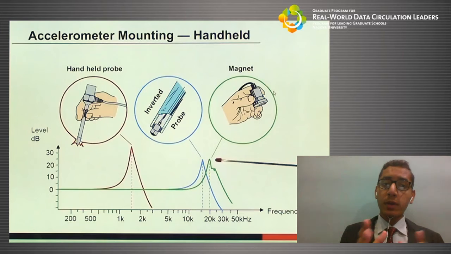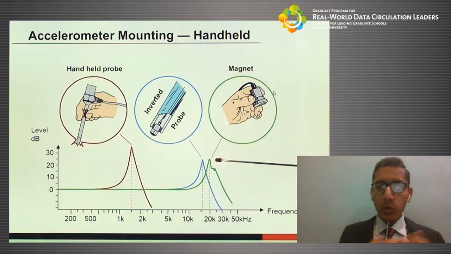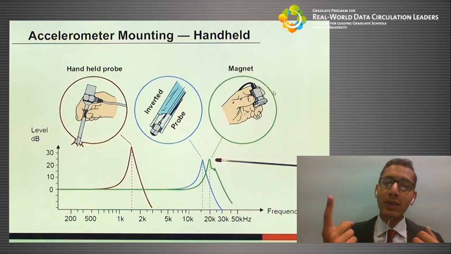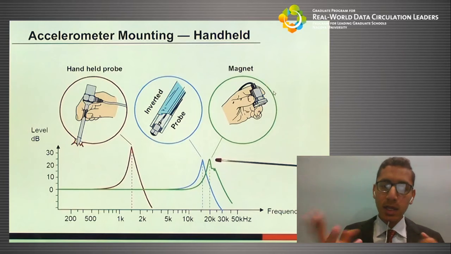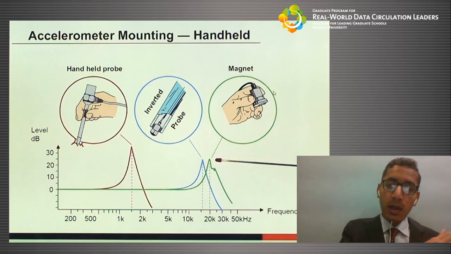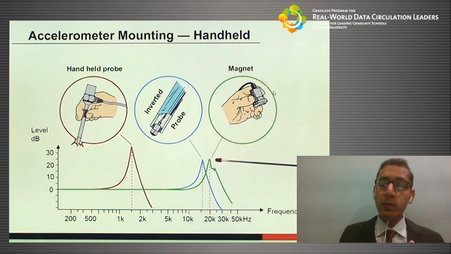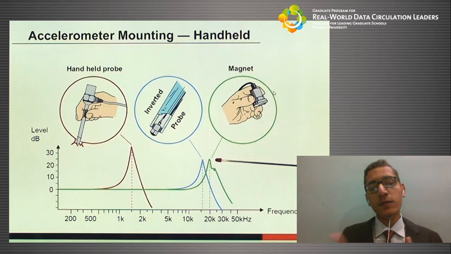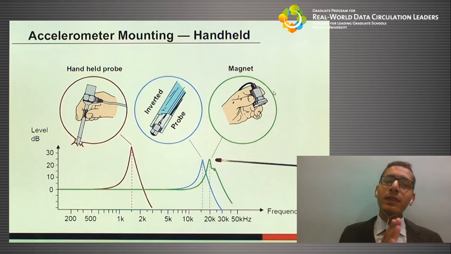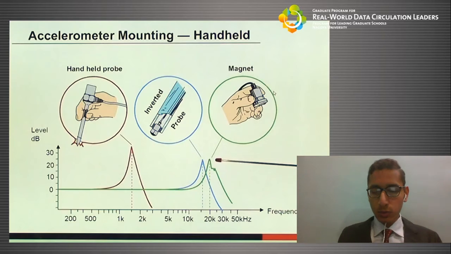Now we have accelerometer mounting handheld. We have three different types. There's handheld probe, there's inverted probe, and then there's a magnet. We see three different curves. The handheld probe gives us a peak before the rest of them at a lower frequency. The inverted probe gives it at a greater frequency, but the magnet gives it at the greatest frequency. So in case of handheld accelerometer mounting, the magnet is the most reliable one.